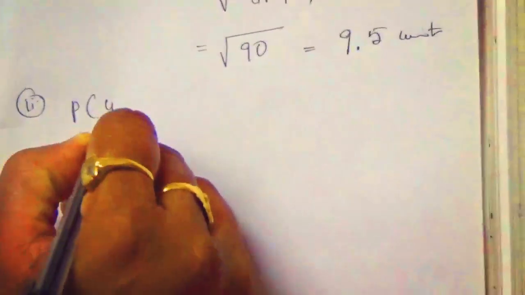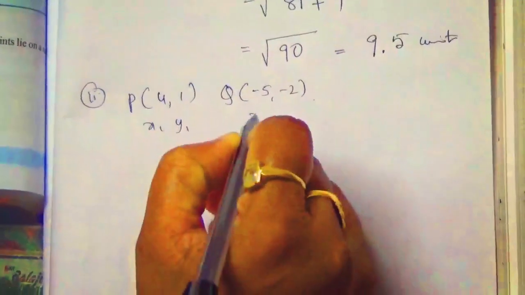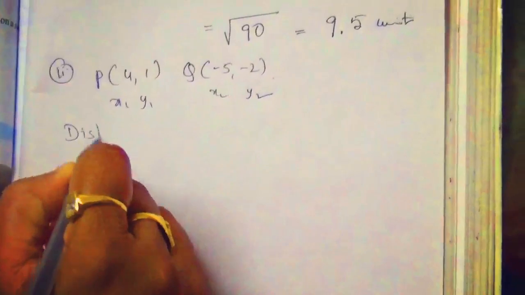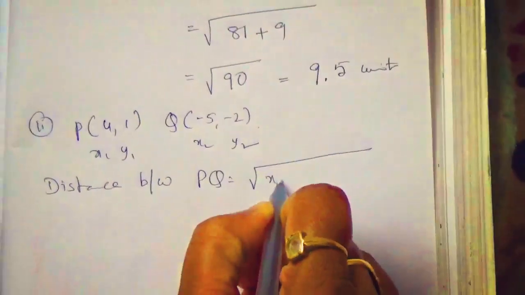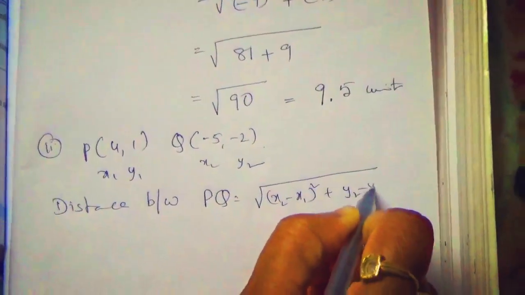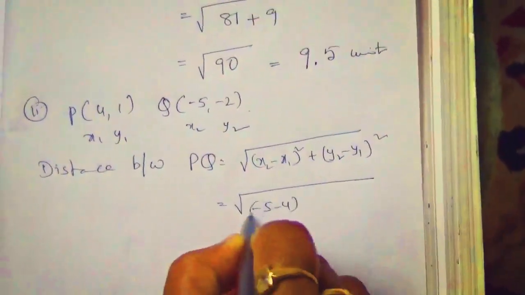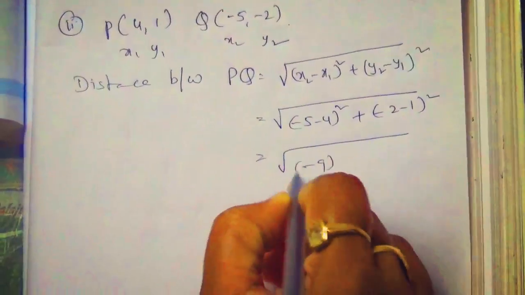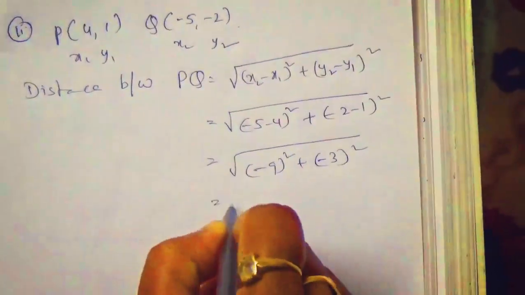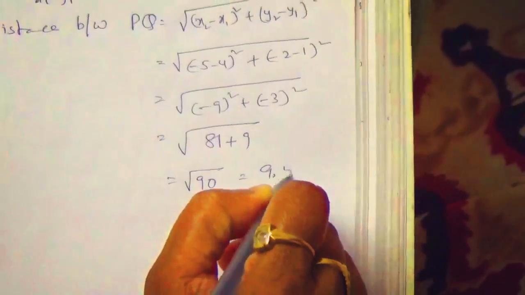Okay. So for the second, P is (4, 1) and Q is (-5, -2). X1, Y1, X2, Y2. Distance between PQ is equal to the square root of (x2 minus x1) whole square plus (y2 minus y1) whole square, that is the square root of (-5 minus 4) whole square plus (-2 minus 1) whole square. Just as above, (-9) whole square plus (-3) whole square, that is the square root of 81 plus 9, that is the square root of 90. Approximately it gives 9.5 units.